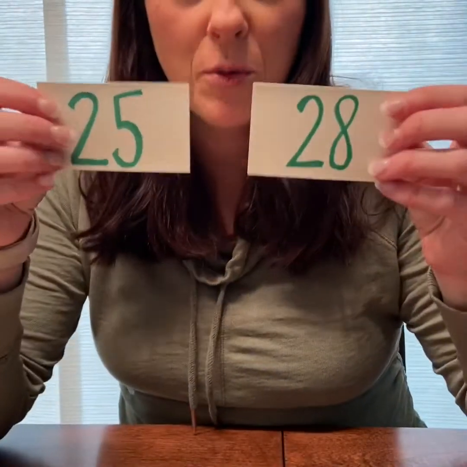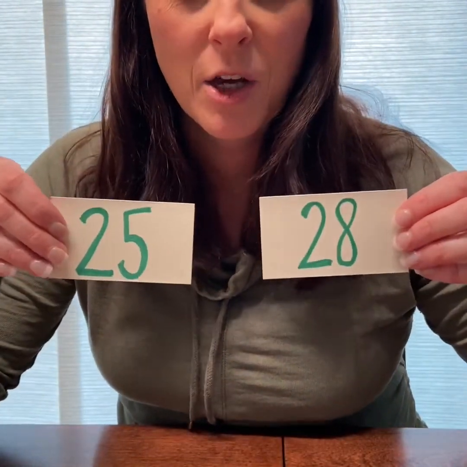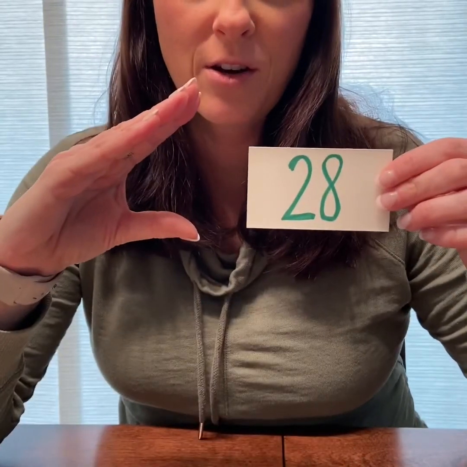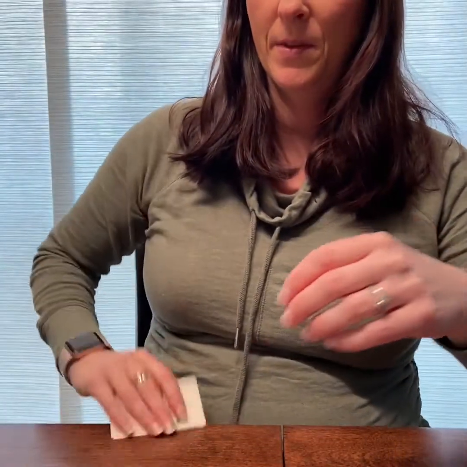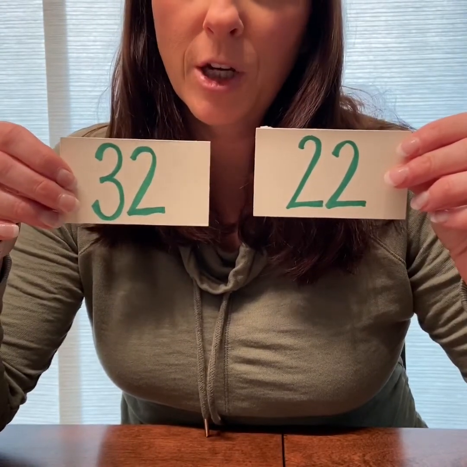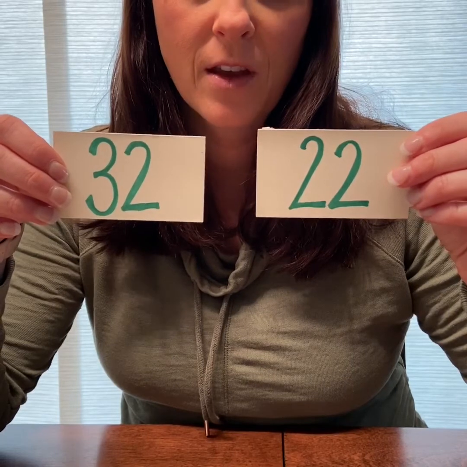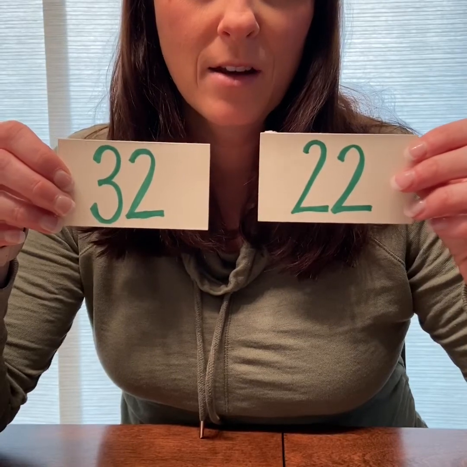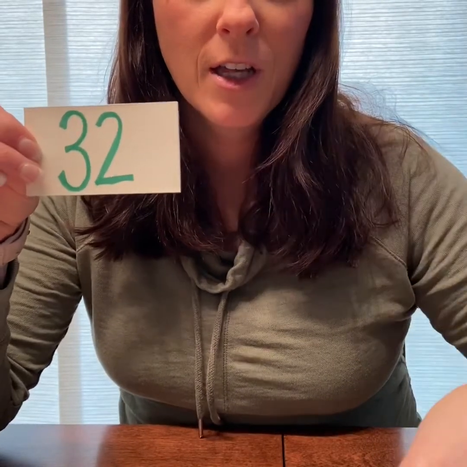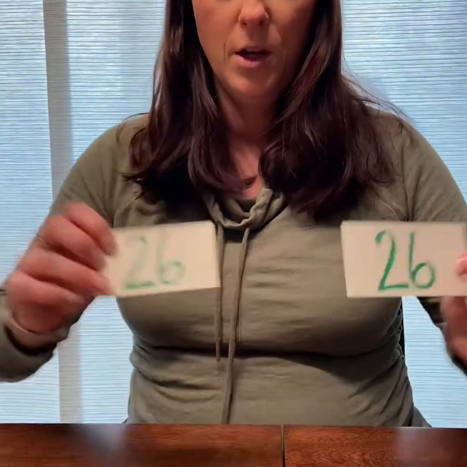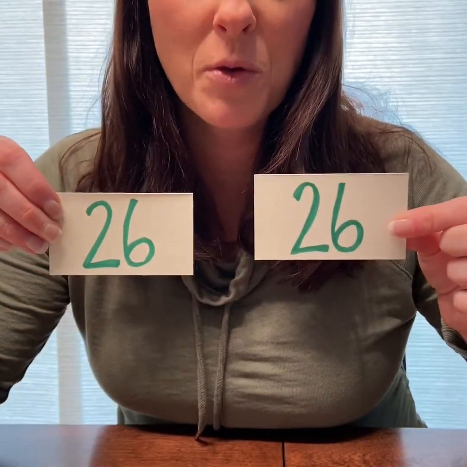All right, we have 25 and 28. Which one is greater? 28 is greater than 25. 32 and 22. A little bit trickier. Which one is greater? I know that the 2's are the same at the end, but it's the first number you want to look at. The 32 is bigger than, greater than the 22 because the 3, the first number, is bigger than the 2. Last one. Which one is greater, 26 or 26?